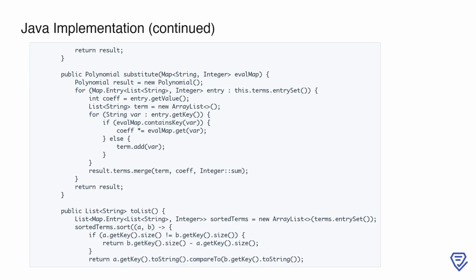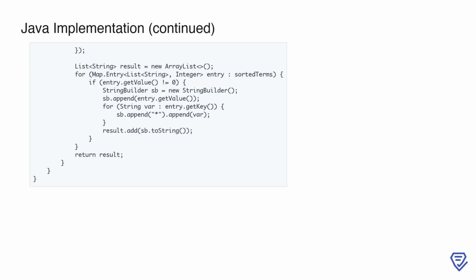The toList method converts the polynomial into a list of strings. To ensure the output is in a standardized format, the terms are sorted first by the number of variables in descending order and then lexicographically. This guarantees that terms are consistently ordered, which is important for comparing results or debugging. The sorting logic is implemented using a comparator that prioritizes the variable list size.